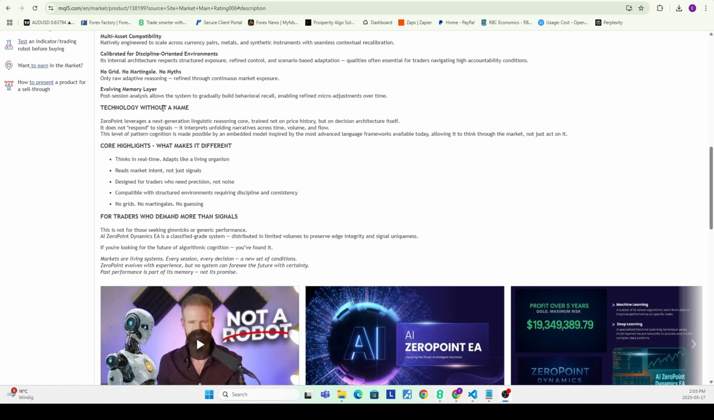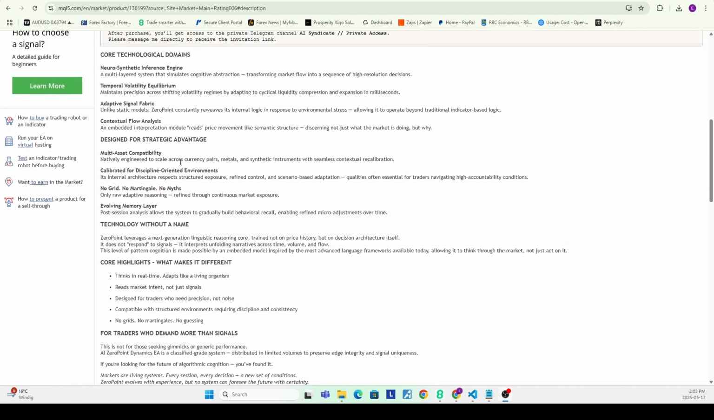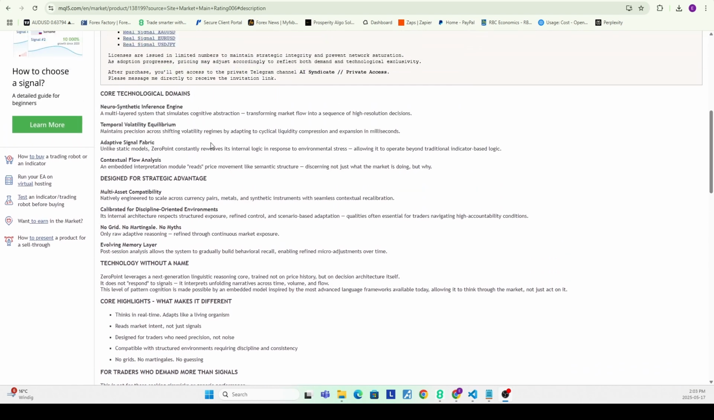So the only things I can see which are relevant here are no grid, no martingale, so that's a good sign. At the same time, supposedly it can trade multi-pairs. And once again, it's saying that it does not use indicators, but instead it relies on AI models to be able to actually make trading decisions.